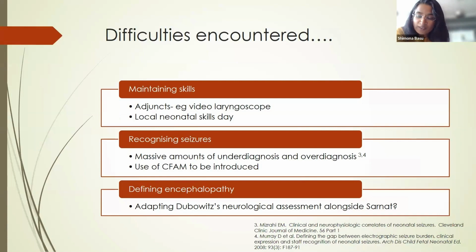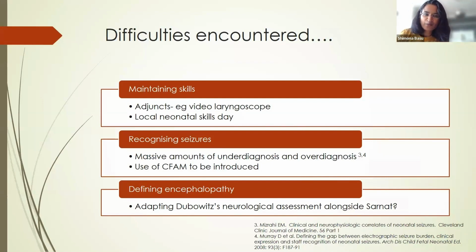And actually only 27% of them had EEG changes. So that's a massive 73% of events that were suspected as epileptic seizures and potentially treated as epileptic seizures, but didn't have any EEG findings at the time. So as a unit, we've recently obtained a cerebral function monitor. So hopefully going forward, this will help us as a team with the recognition of seizures in neonates.